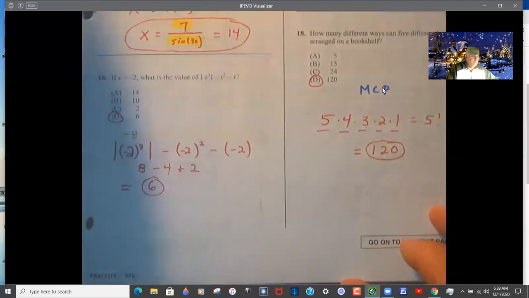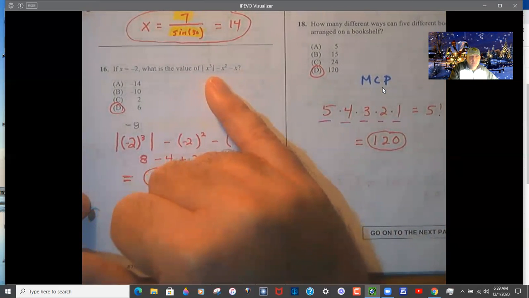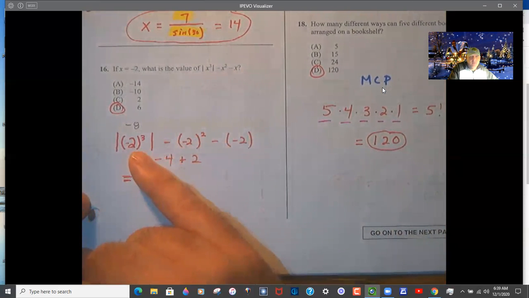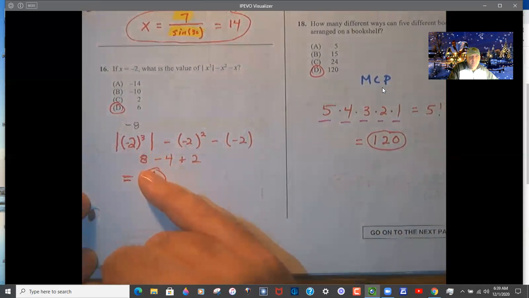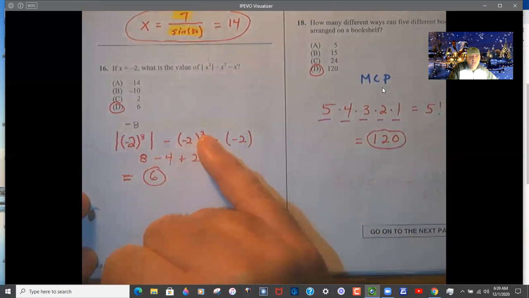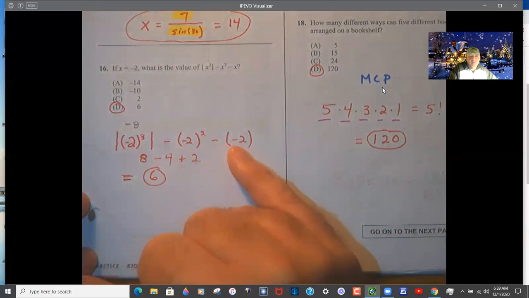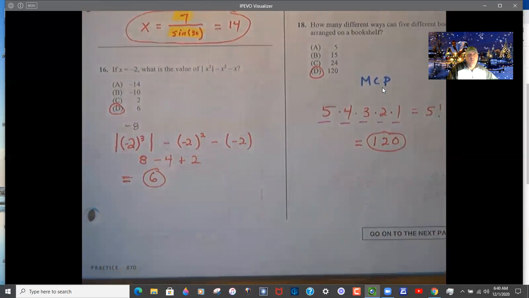16. If x equals -2, what is this? So -2 to the third is -8. And then you take the absolute value of that, and that makes it +8. And then -2 squared is 4. So 8 minus 4 minus -2. So they're testing you on raising a negative to a power, taking the absolute value of a negative. A lot is being tested here. If you're going to reach for the calculator, which you don't really need to on this problem.